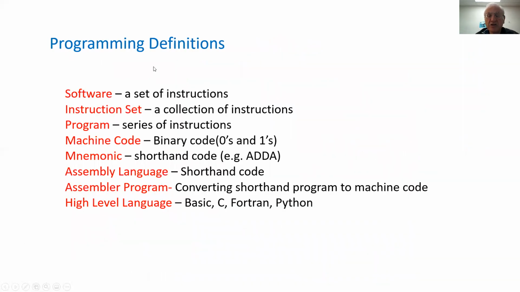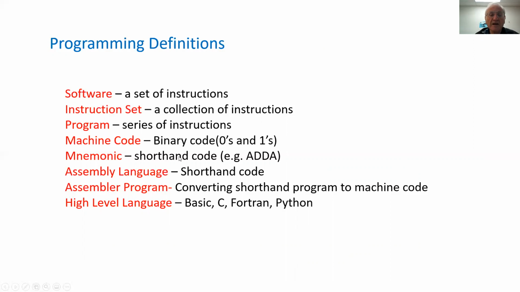The definitions that we have in various programs that we use in order to control microprocessors are that the software is defined as a set of instructions. An instruction set is a collection of several instructions. A program is a series of instructions. A machine code is the lowest level of programming, which is basically zeros and ones in binary code.